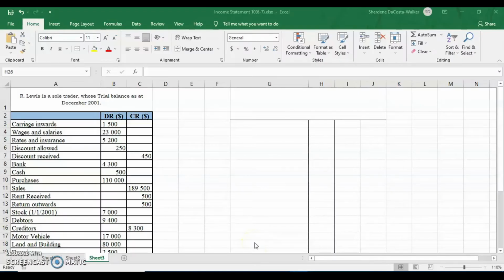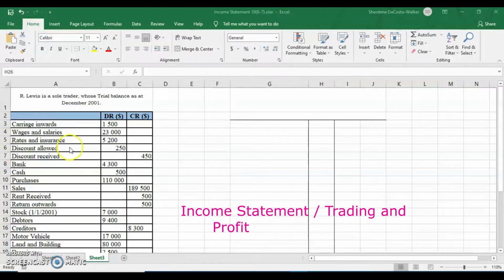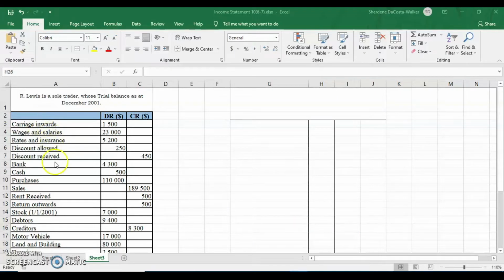Once again, we're going to go straight into the preparation of our income statement, or our trading and profit and loss account. The name can be used interchangeably. The first thing we're going to do is identify what will be in our income statement. This information will be coming from our trial balance.